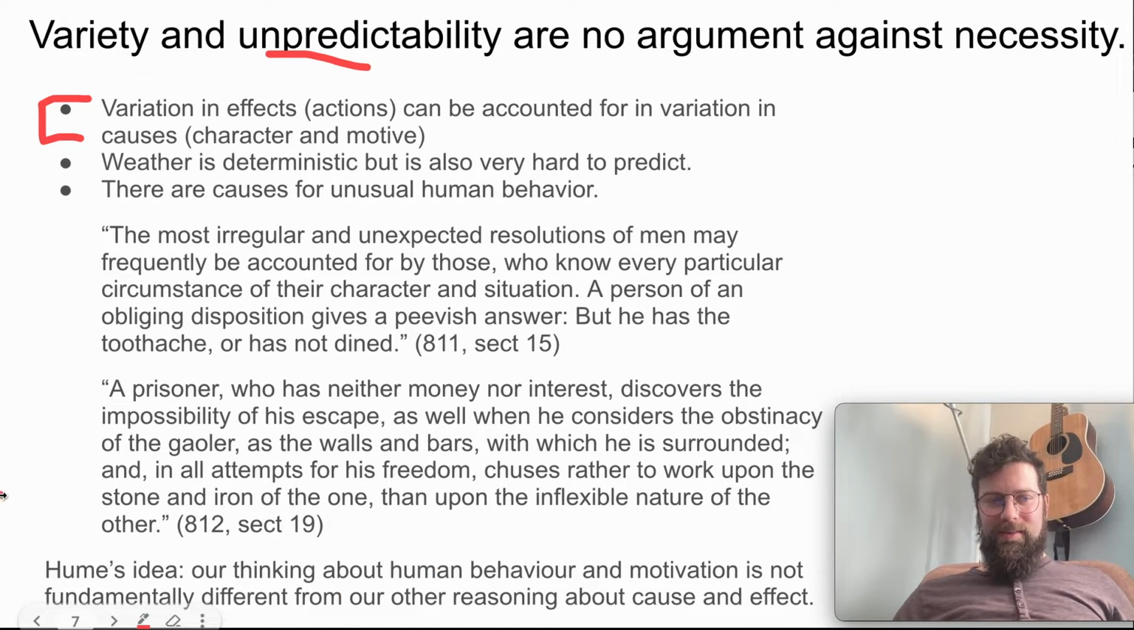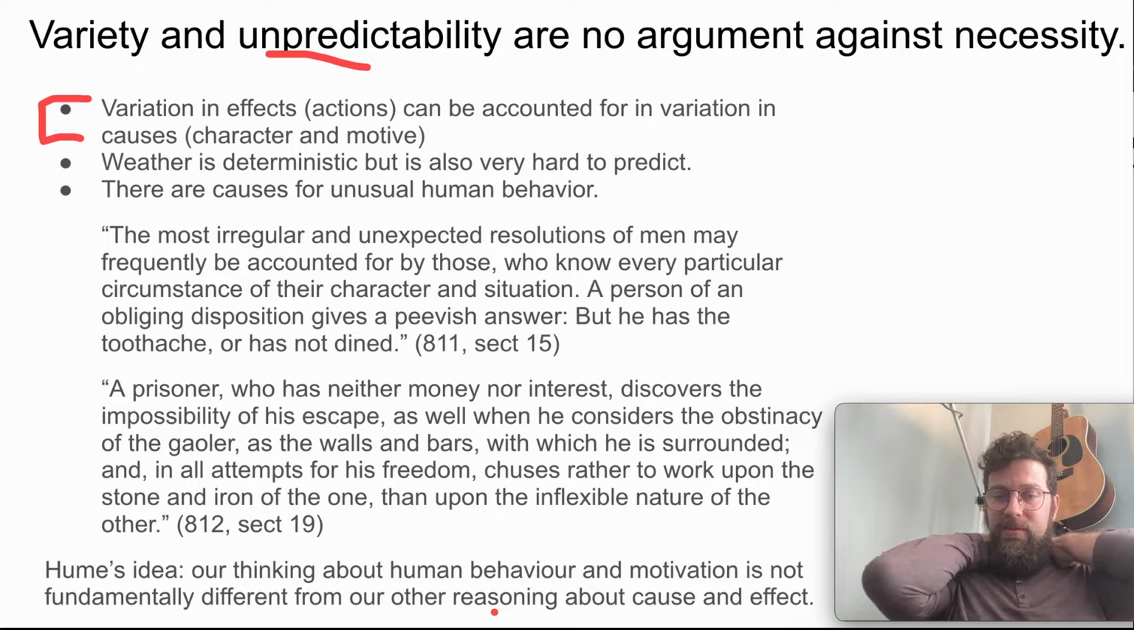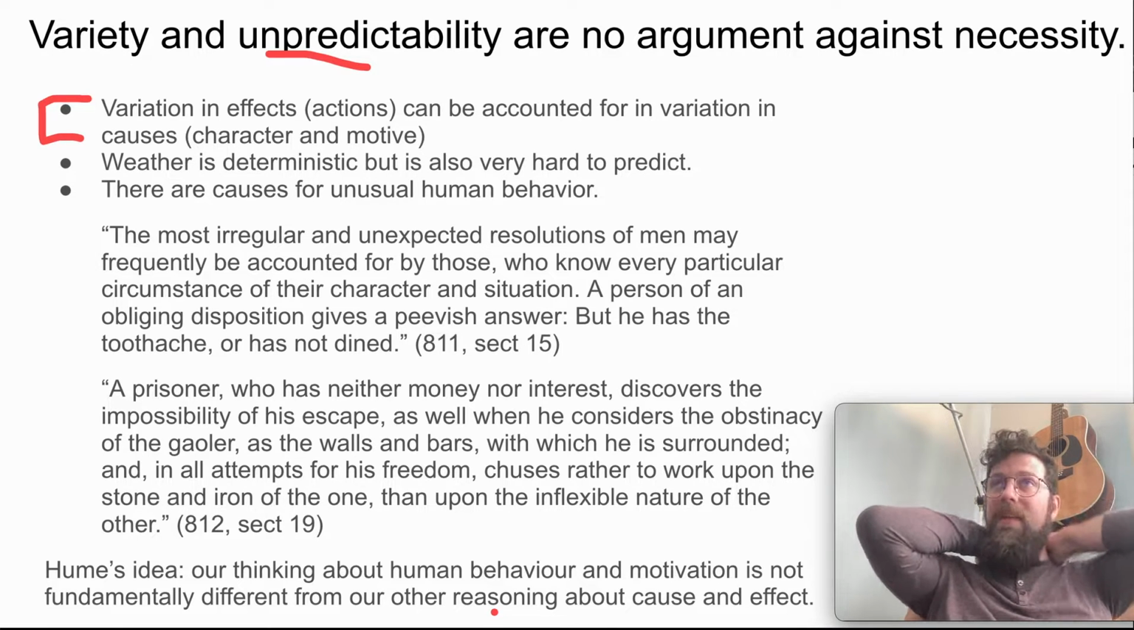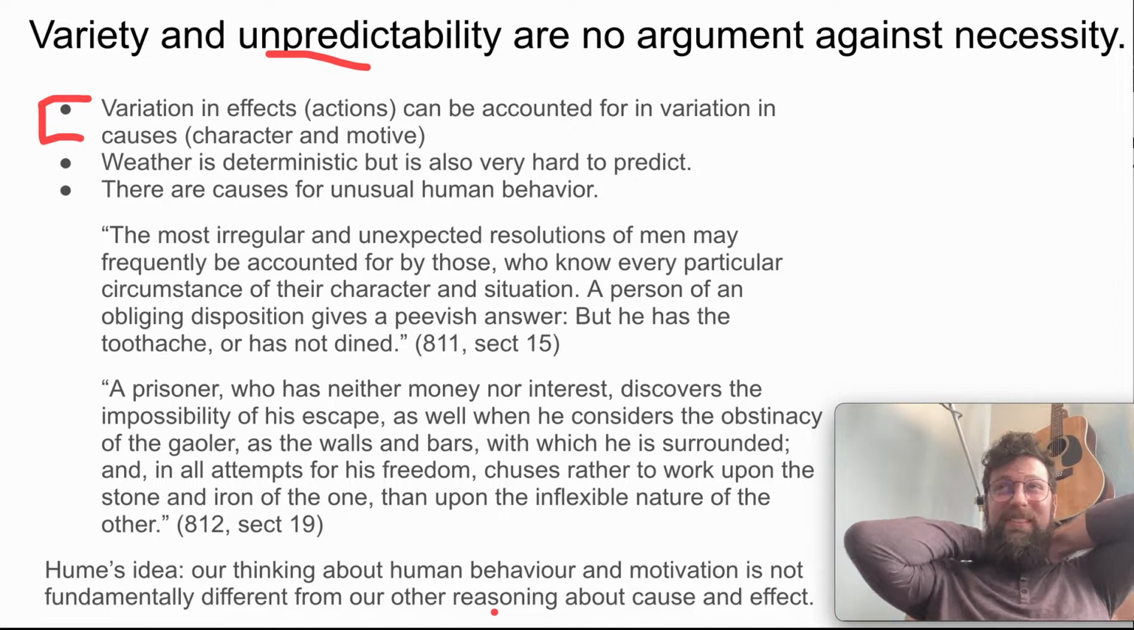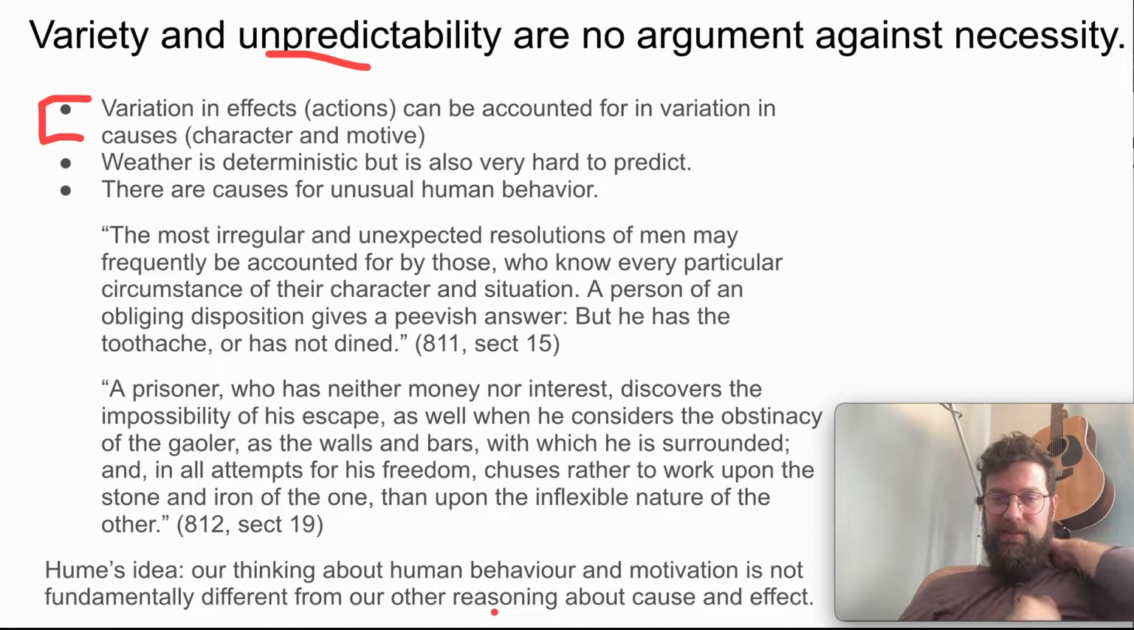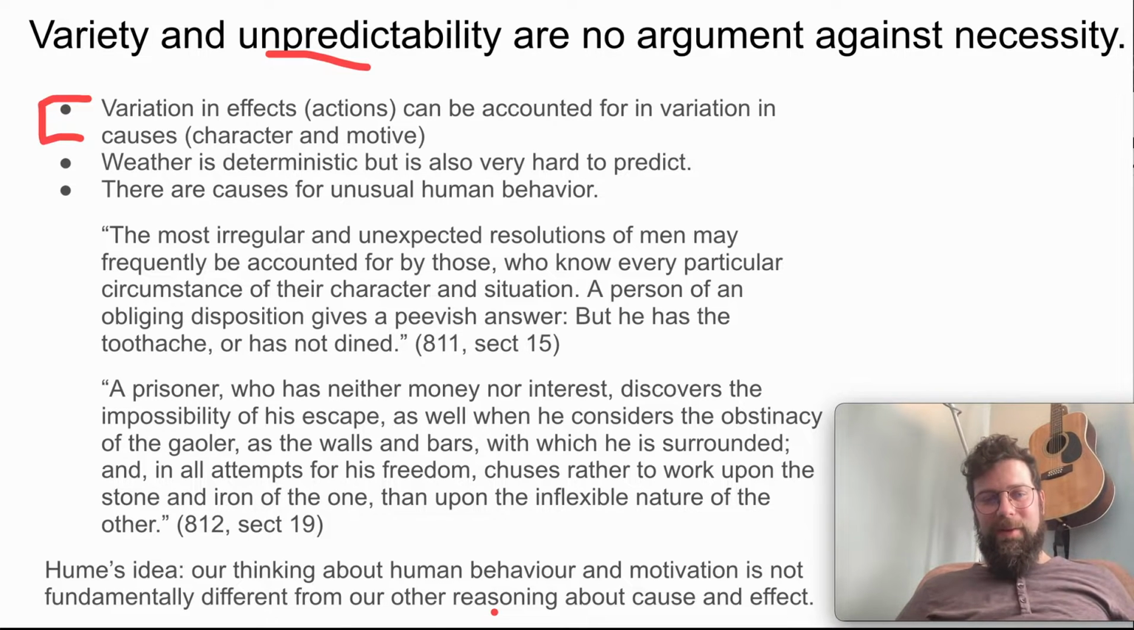Right? So, Hume's line of thought here is that our thinking about human behavior and motivation is not fundamentally different from our other reasoning about cause and effect. If you notice constant conjunctions in nature, and those constant conjunctions lead you to believe that leaves fall from the trees in a predictable and law-like way in November here in North Carolina, well, we can also say things about people, right? People get cranky when they haven't eaten for a while.